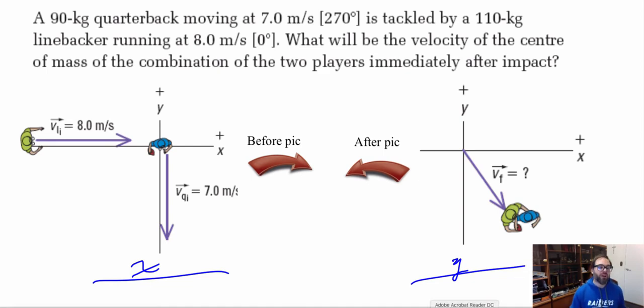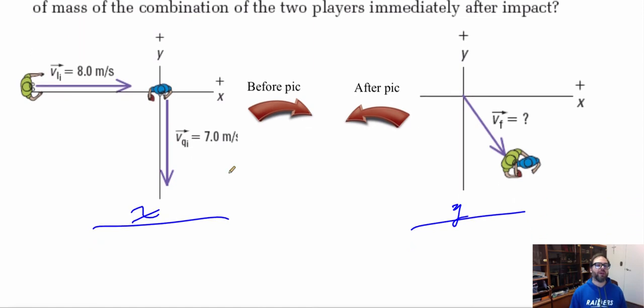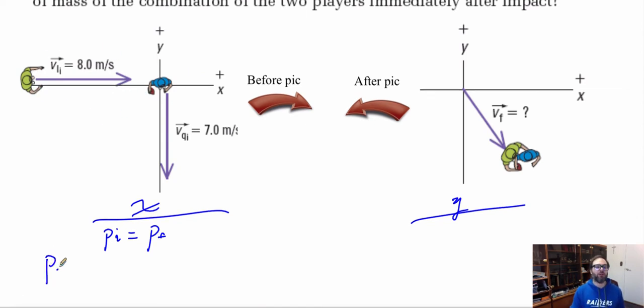Now, we're still going to have to follow, like always, the conservation of momentum. So if we're looking at my x, my total initial momentum must be the same as my total final momentum. My momentum before contact must be the same as my momentum after contact. For my initial, or before contact, I have a linebacker and quarterback. In my final, all that I have is one thing: the linebacker and quarterback are coupled together, so they're joined together. They count as one object.